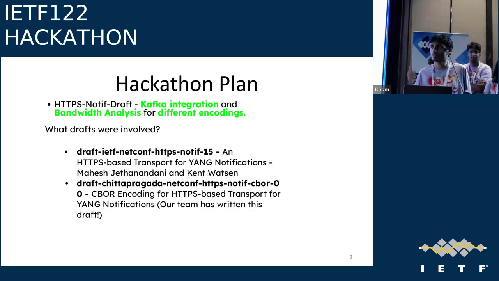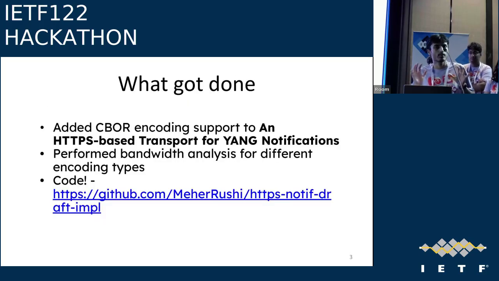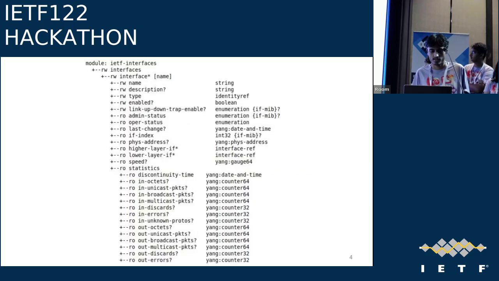So we did that and wrote our own draft from Kent's and Mahesh's suggestion. Basically, what we've completed as of now is adding CBOR support to the existing draft, which initially supports only JSON and XML. We managed to perform some bandwidth analysis. And the code's on GitHub. Feel free to go to the repo.